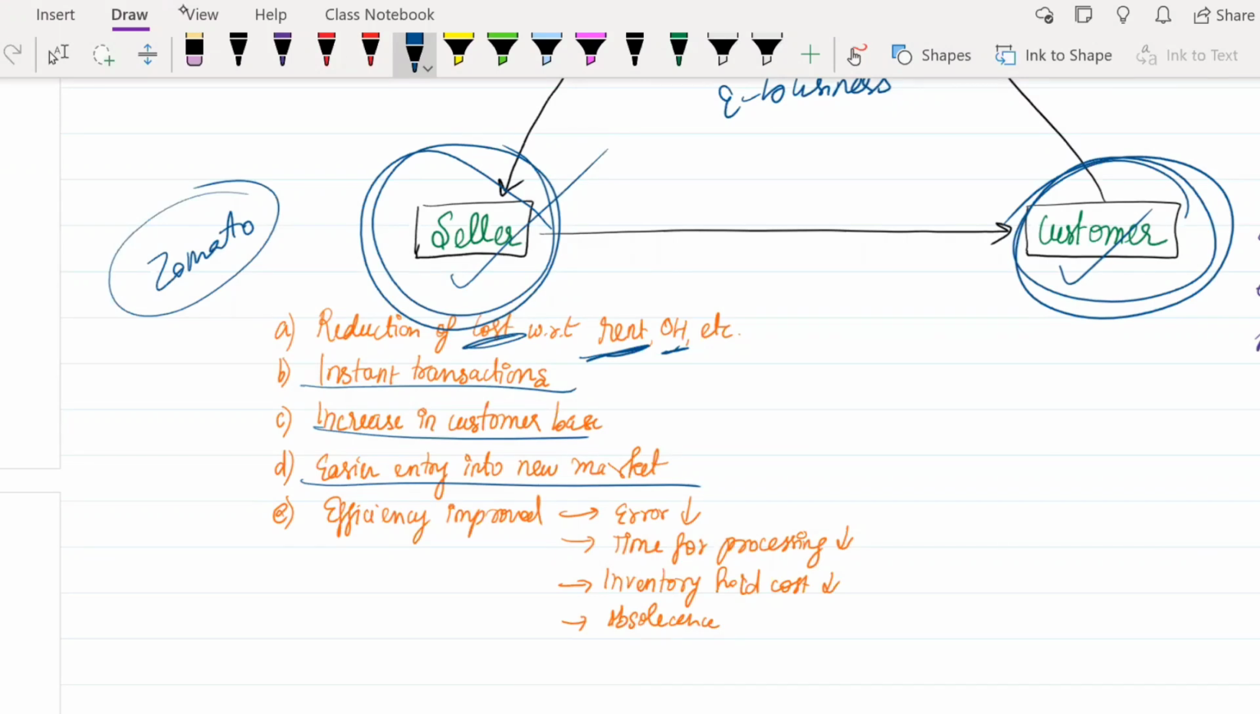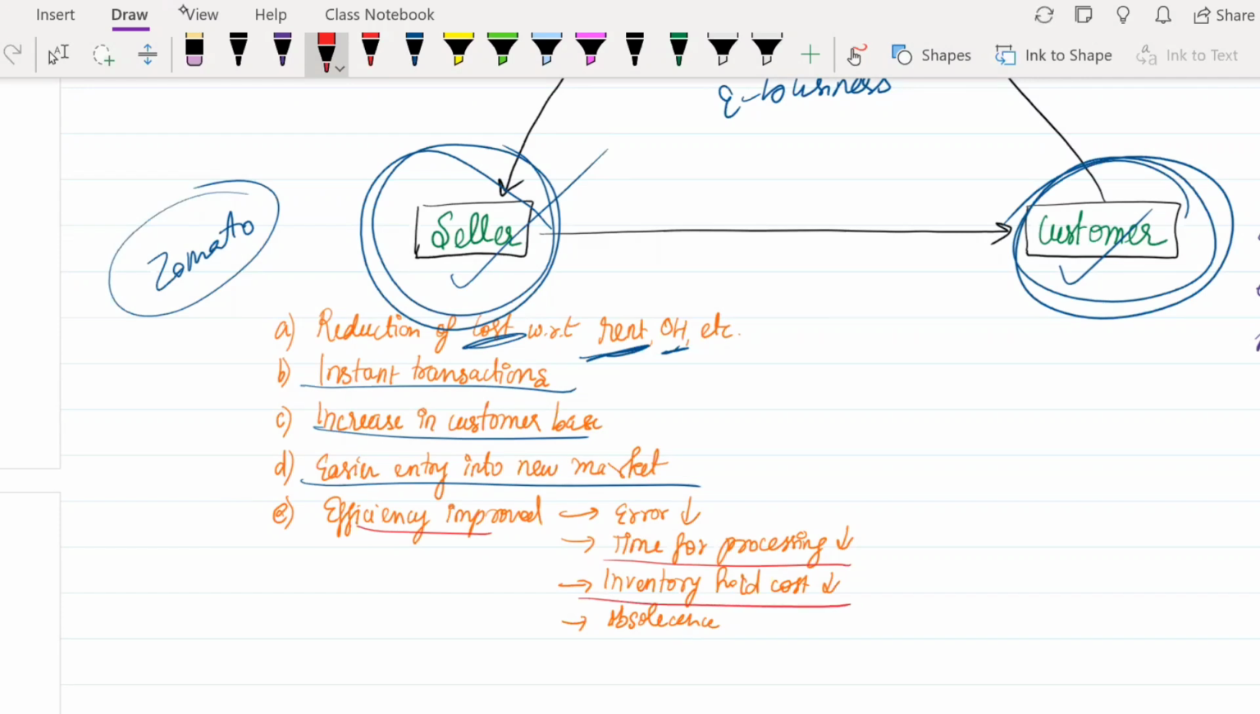Next is efficiency is improved. Here, efficiency is improved because the chances of any errors are very less, as everything is real time and very transparent. Then the time for processing will also be less because you are getting instant notifications. Since all the functions in a business are nowadays automated, if the sales department is getting the notification, the production department will also get the notification at the same time. So they can instantly start producing things that are now on demand.